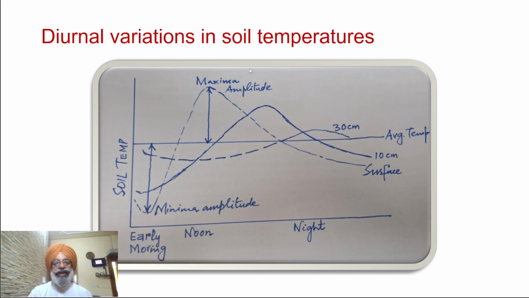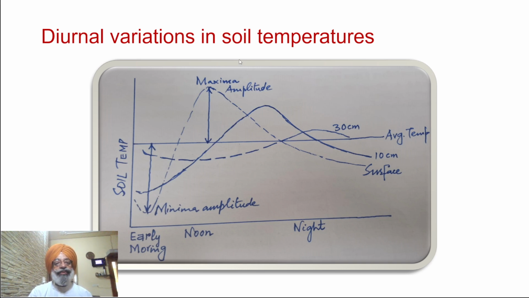If this dotted line shows the soil temperature at the surface, then at 10 centimeter the temperature during the morning hours is higher, it starts increasing again, and then the peak, the maxima amplitude, is reached, and again the temperature starts decreasing. Then at 30 centimeter, you can again see the temperature rising very slowly as compared to 10 centimeter or as compared to 5 centimeter at the surface. Then it again achieves a peak and starts decreasing. So we have a minimum amplitude and a maxima amplitude.